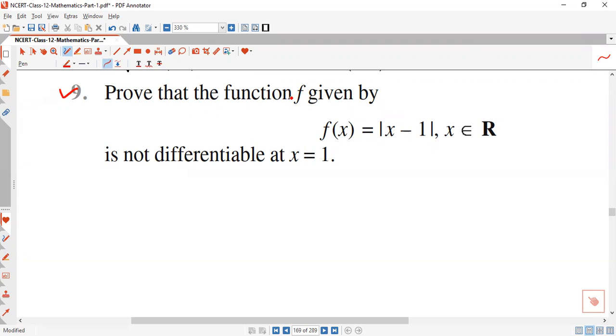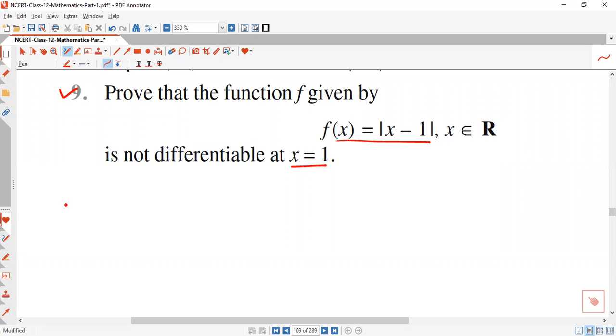Prove that the function f given by f(x) = |x - 1|, where x belongs to the real numbers, is not differentiable at x = 1. This is a modulus function, and I have to find out whether this function is differentiable at the point x = 1 or not. For that purpose we check whether the limit exists: the left hand limit, the right hand limit, and the function value. If these three things are equal, then we say the function is differentiable, otherwise not.